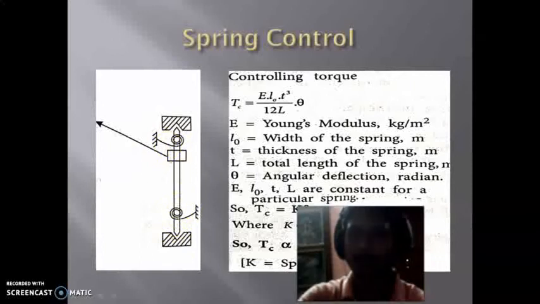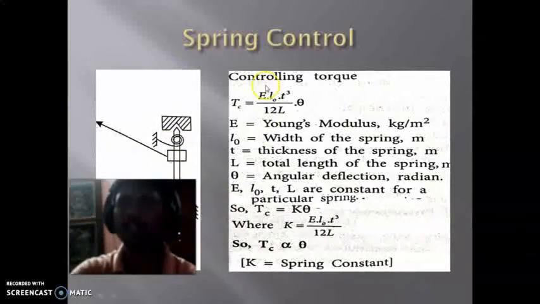And here we have the controlling torque expression, that is Tc is equal to E L0 T to the power Q divided by 12L theta. Here E is the Young modulus, L0 is the width of the spring, T is the thickness of the spring, capital L is the total length of the spring, and theta is the angular deflection. Here E, L0, T, capital L are the constants for this particular spring. So that's why K can be written as E L0 T to the power Q divided by 12L.